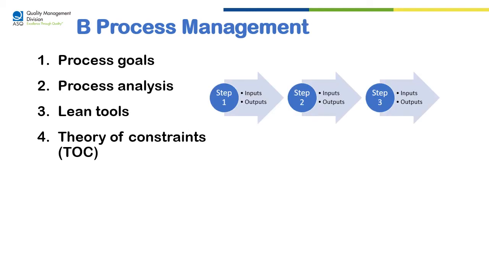Section B in Roman numeral 4 in the body of knowledge is process management. In this segment, we talk about how process goals are established, monitored, measured, and then evaluate their impact on product or service quality. Process analysis is the second unit here. And here there's various tools used to analyze a process and evaluate its effectiveness on the basis of your procedures and work instructions and other documents.